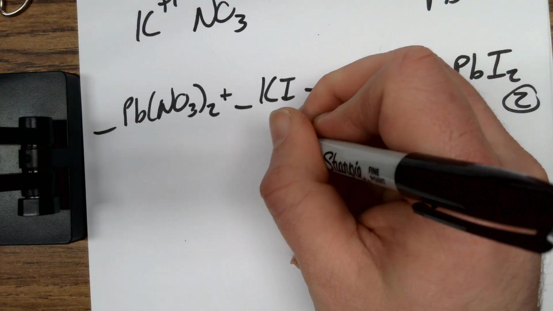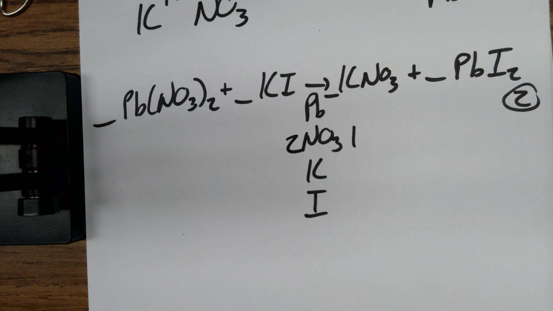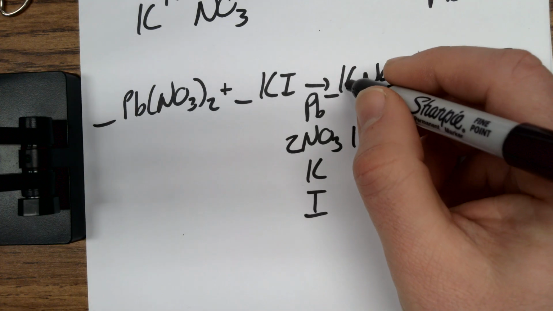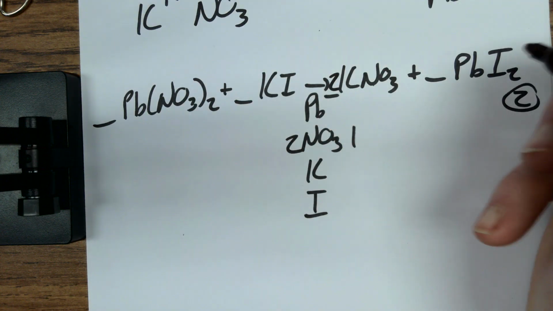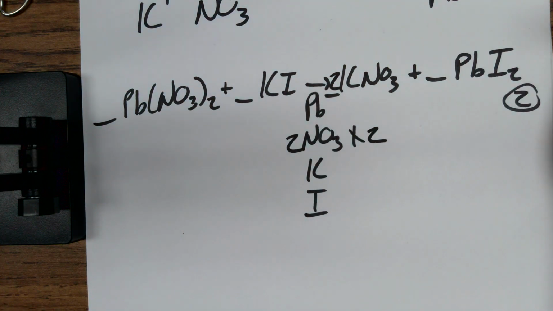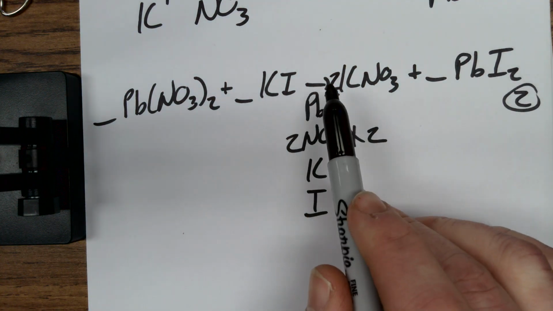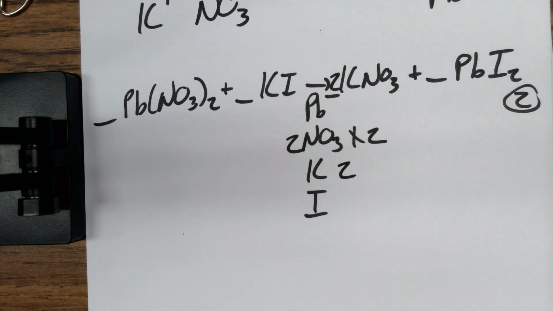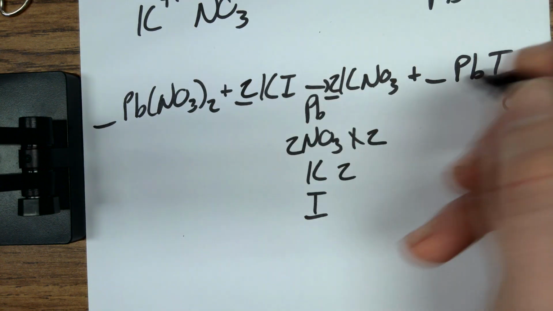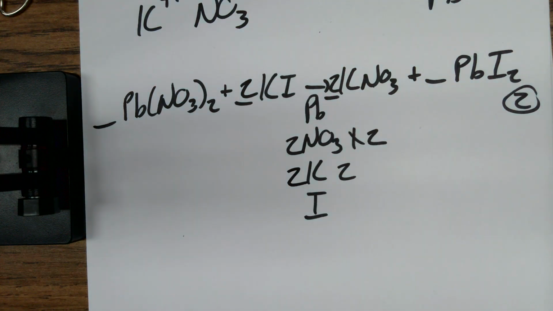Sure. I have 2 nitrates on one side. I have 1 nitrate on the other side. How am I going to fix this? Yeah, multiply my potassium nitrate by 2, right? So now I have 2. Now I have 2 times 1 nitrate gives me 2 nitrates. Now, because I changed the nitrate, I've also changed my count of potassium. My product side has 2 potassiums. How many do I have on my reactant side? I only have 1. How do I fix that? Multiply that by 2. 2 times 1 potassium now gives me 2 potassium.